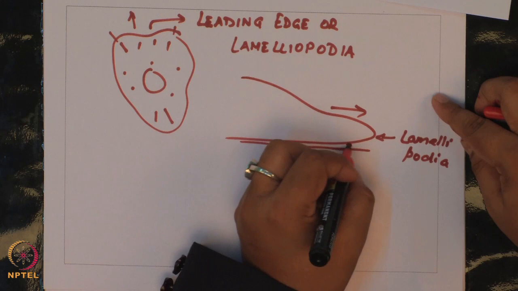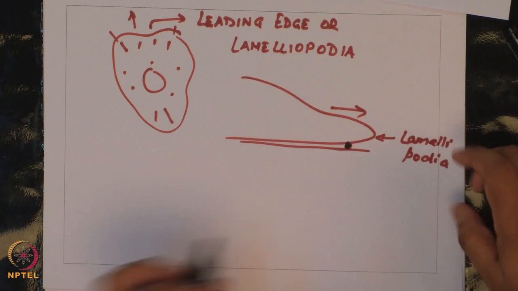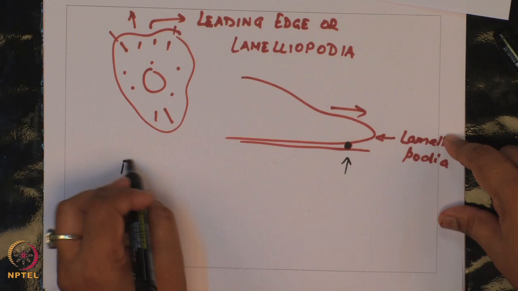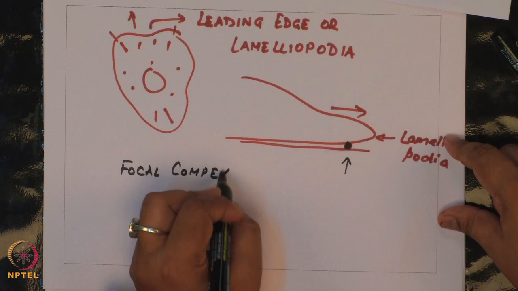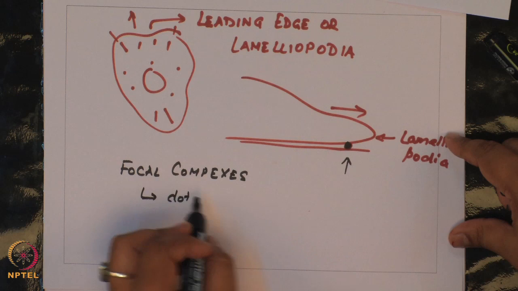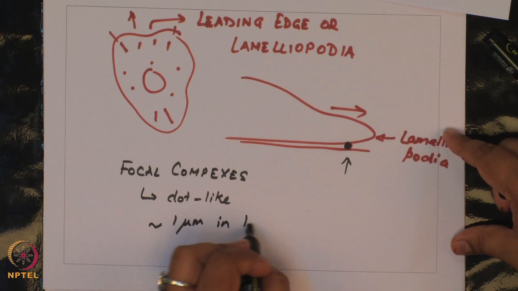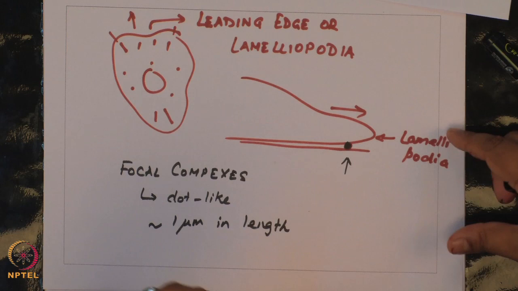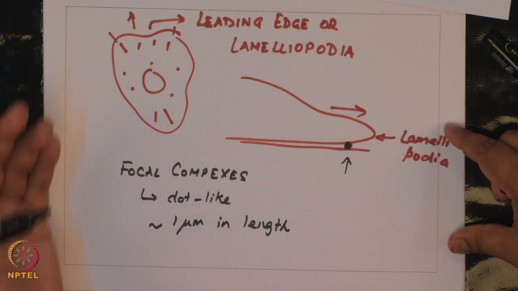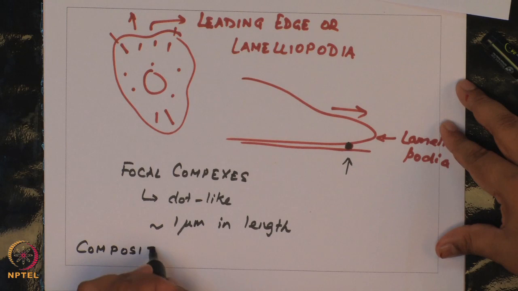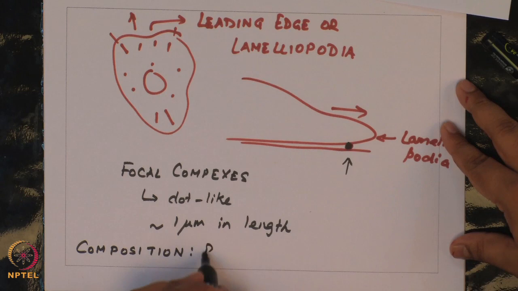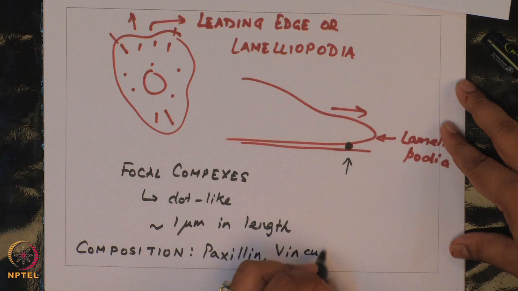Right underneath these, let me draw it with a different color, you have these small dots, which are called focal complexes. These are more dot like, roughly of order 1 micron in length. Morphologically these adhesions differ, and compositionally also they differ. In terms of composition, these are enriched in paxillin and vinculin. These are the smallest adhesions that you can have at the periphery of the cells.